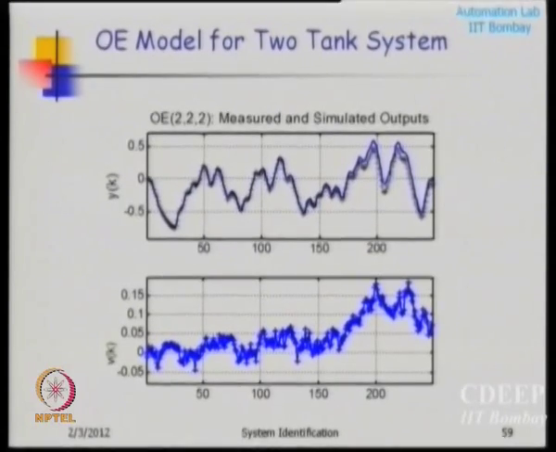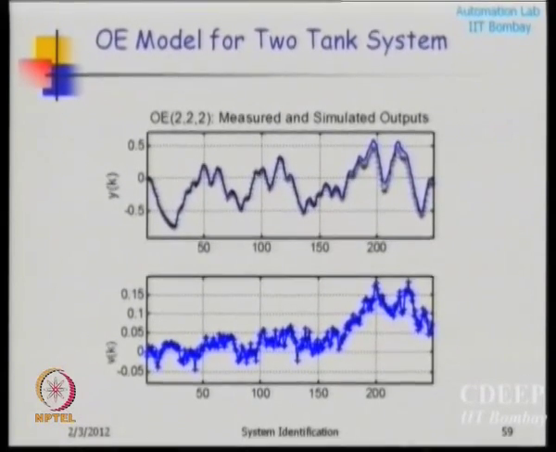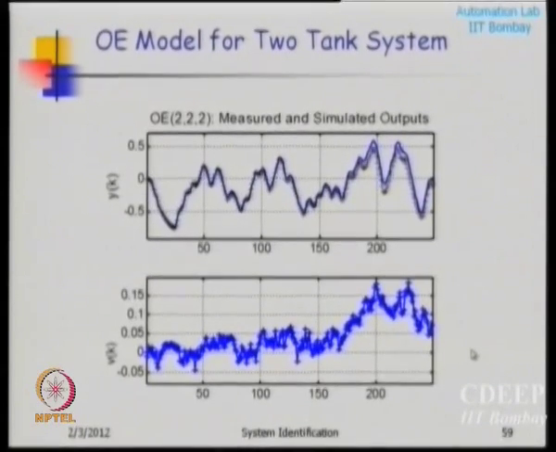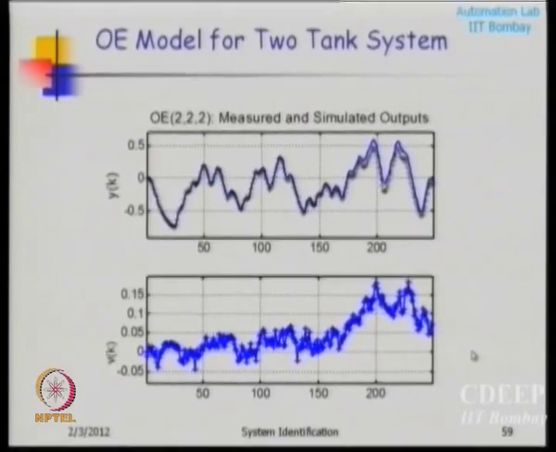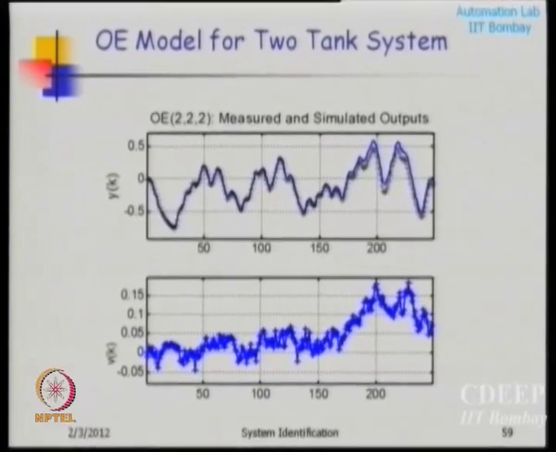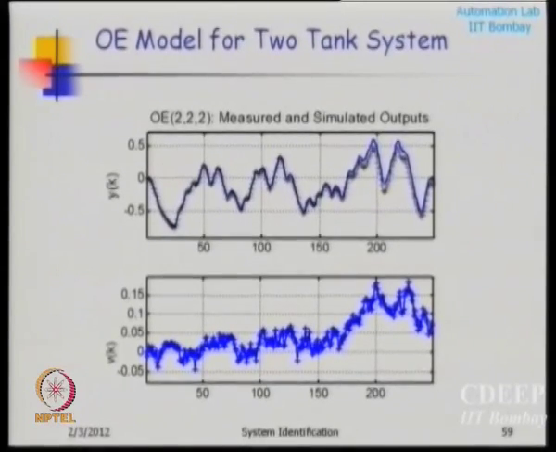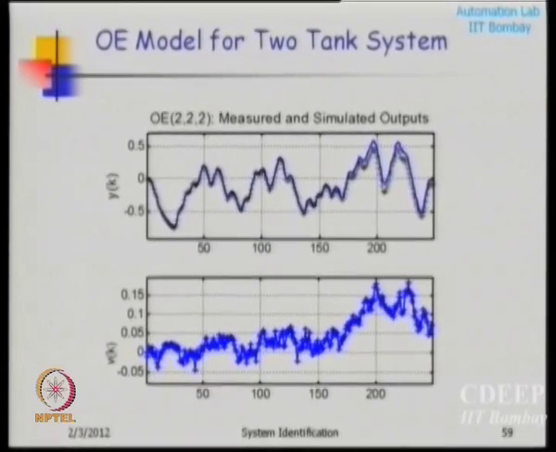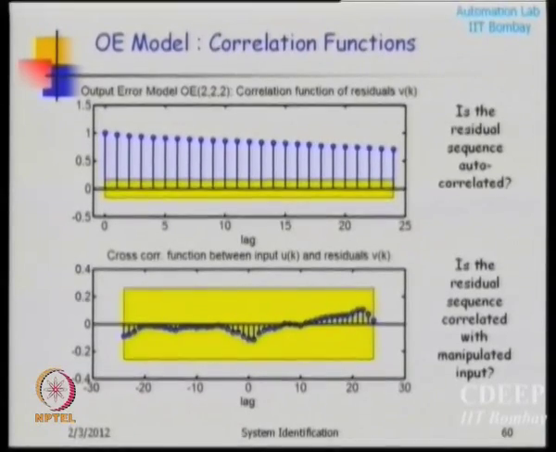My order, I have chosen a second order model. Second order could be wrong. Maybe I should go for third order. Some effect is not getting captured and that signal is left in this. I want to extract everything. So I am going to do two things. One is autocorrelation for VK, and cross correlation between input U and VK. Everyone is clear about this?